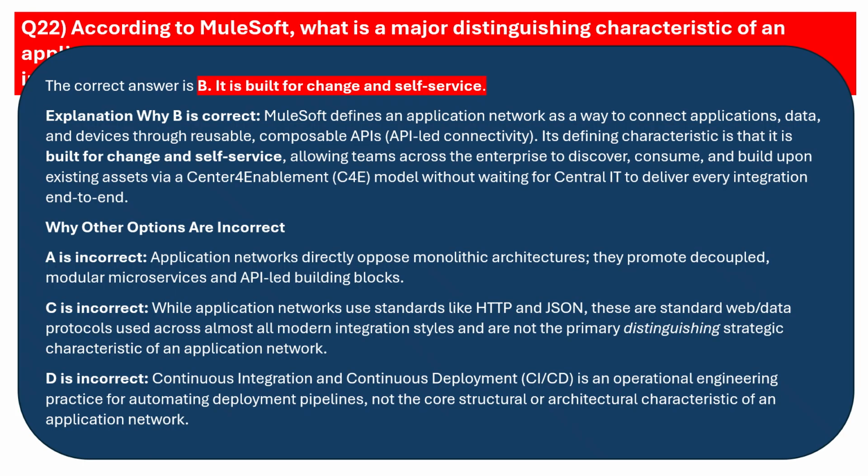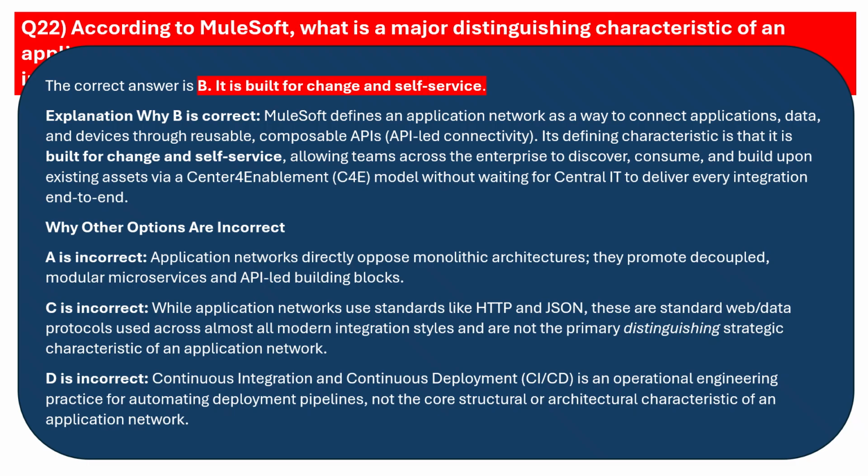The correct answer is B. It is built for change and self-service. Explanation why B is correct. MuleSoft defines an application network as a way to connect applications, data, and devices through reusable, composable APIs, API-led connectivity. Its defining characteristic is that it is built for change and self-service, allowing teams across the enterprise to discover, consume, and build upon existing assets via a Center for Enablement, C4E, model without waiting for central IT to deliver every integration end-to-end.